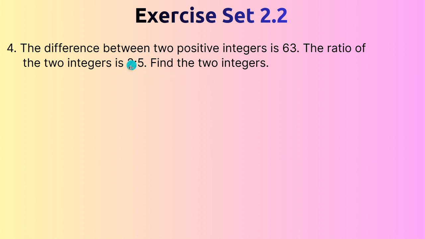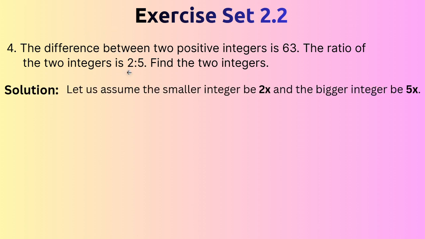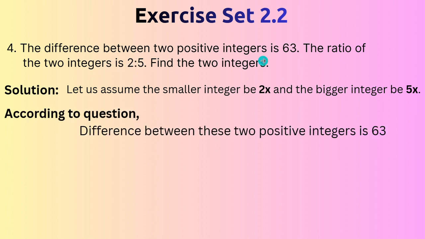जब आपको रेशियो गिवन है, ठीक है, तो आप क्या एज्यूम करोगे? Let's assume one of the integers be 2x and another be 5x. देखिए 2x आपका, देखिए 2:5 है तो 2x जो होगा आपका वो स्मॉलर इंटीजर होगा और 5x जो होगा आपका बिगर इंटीजर. So we assumed two integers, 2x and 5x.